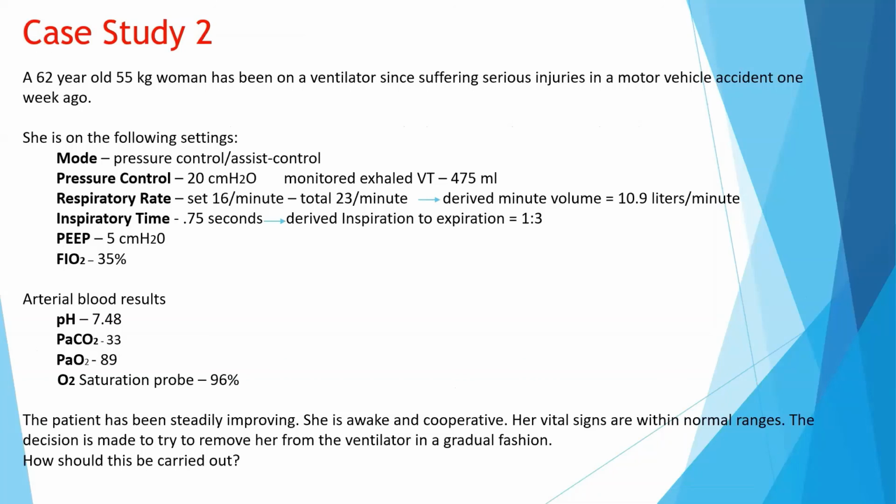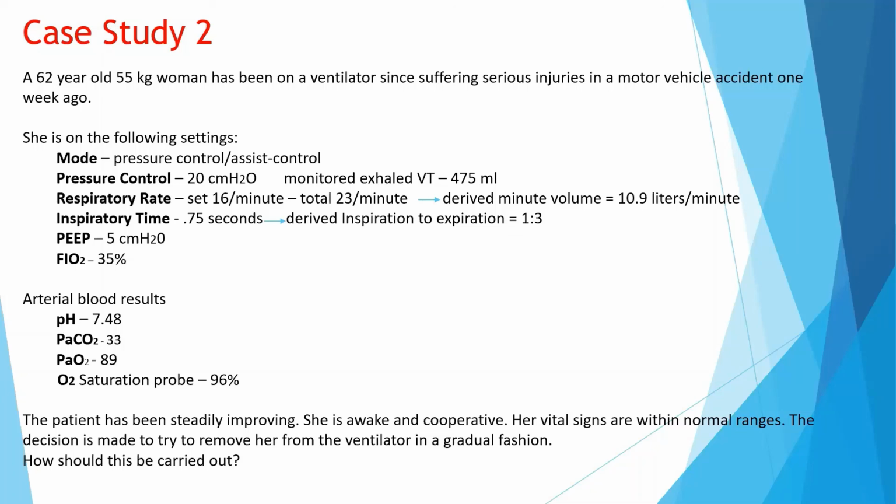Case study 2 involves a 62-year-old, 55-kilogram woman who has been on a ventilator since suffering serious injuries in a motor vehicle accident 1 week ago. She's on the following settings. The mode is pressure control, assist control. The pressure control level is 20 centimeters of water, and her monitored exhaled tidal volume is 475 milliliters. The respiratory rate is set at 16 per minute, with a total rate of 23 per minute.